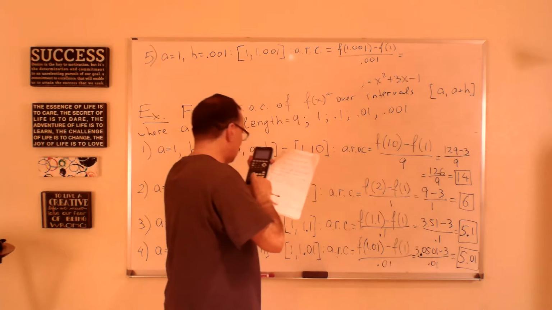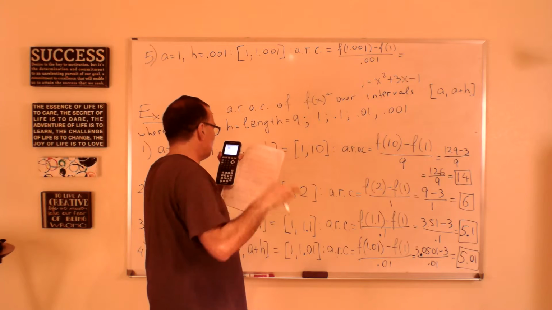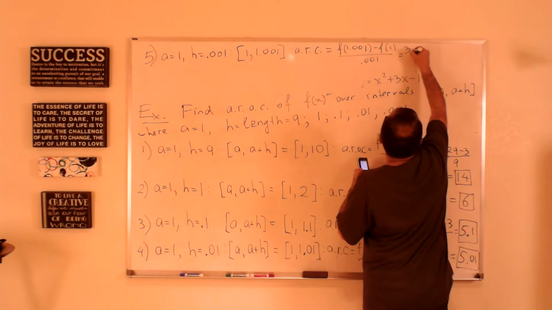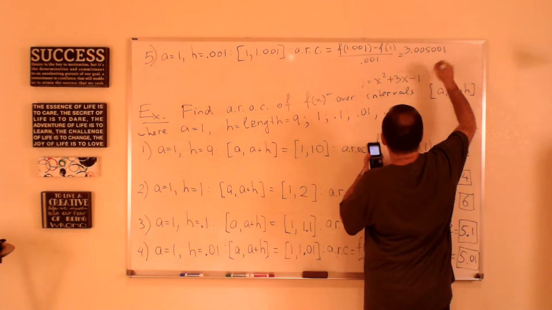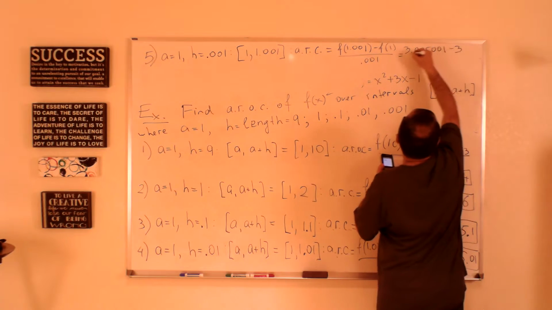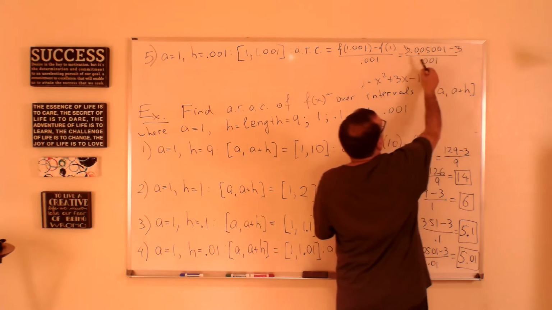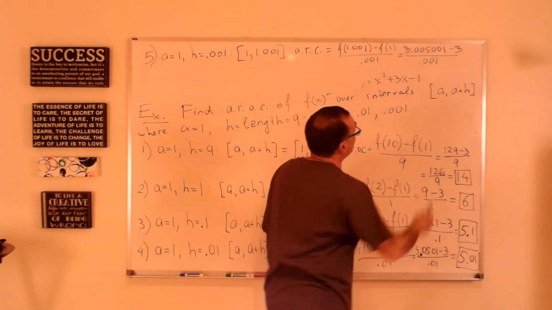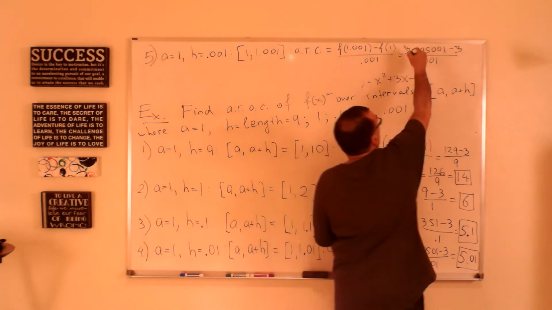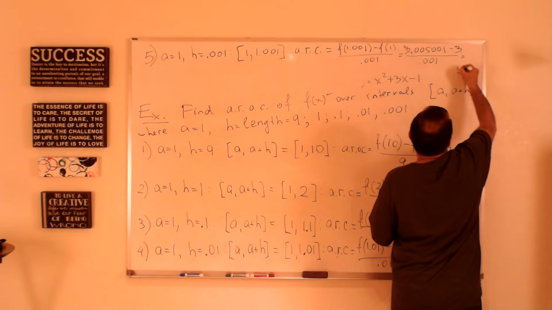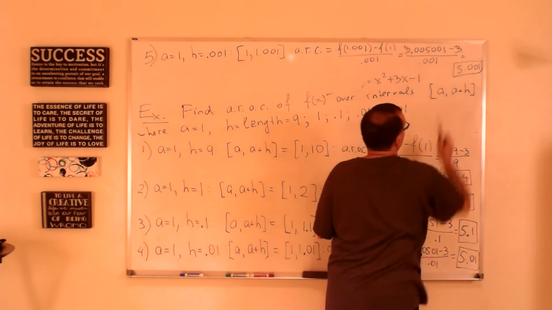So 1.001, I want to plug it into the calculator. And my calculator shows the following number, 3.005001. Now I need to subtract 3 and divide this all by 0.001. When I subtract 3, this 3 will cancel, and we have 0.005001. When we divide by 0.001, which means divide by 1/1000, it's like multiplying times 1,000. So this period moves here, and we get 5.001. And as you can see, indeed, the answer is even closer to 5.